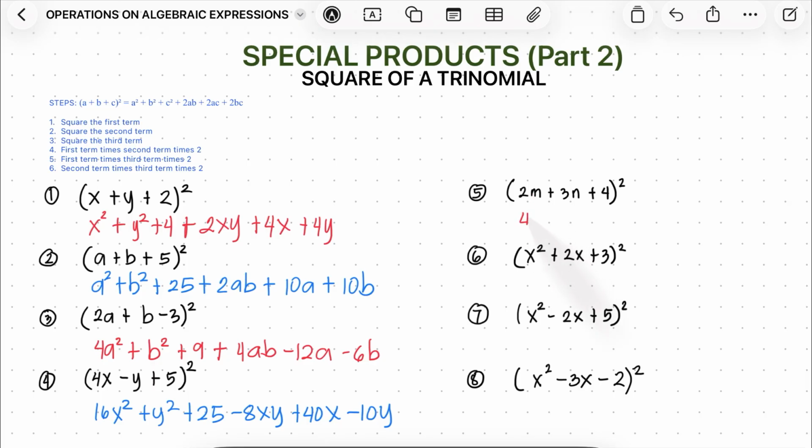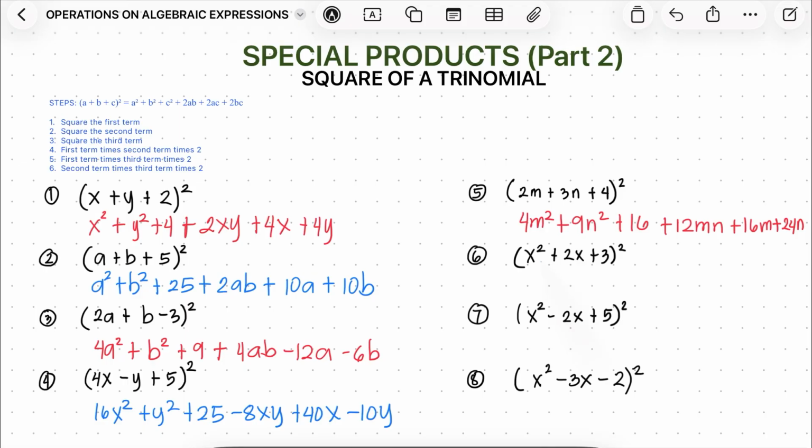2m times 2m, that's 4m squared. Plus 3n times 3n, that's 9n squared. 4 times 4, that is 16. Next, 2m times 3n, that's positive 6mn, times 2, that's positive 12mn. Next one, 2m times 4, that's positive 8m, times 2, that's positive 16m. Lastly, 3n times 4, that's positive 12n, times 2, that's positive 24n.